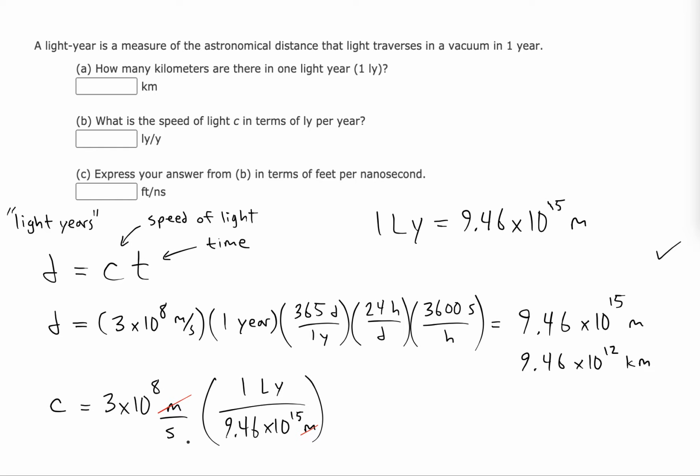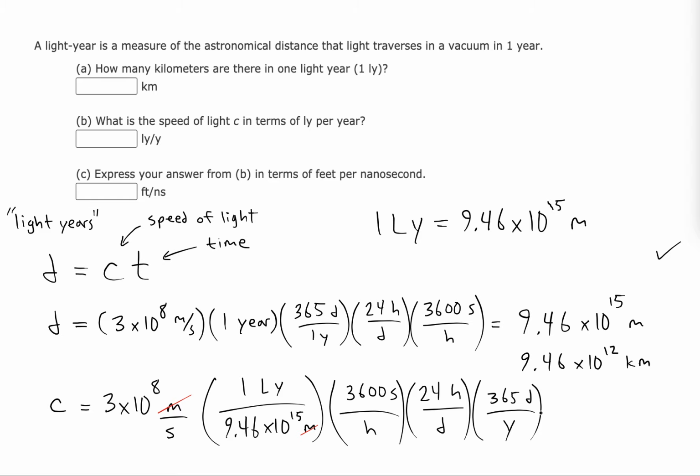All right, then our seconds, we want to turn it back into years. So we have to reverse everything that we did above. Yeah, that should get us into the desired units of light years per year. Yeah, not surprisingly, it comes out to 1 after all that.